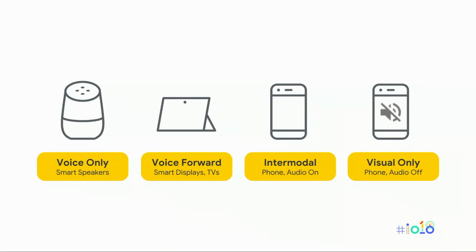And the last one is visual only. You can think of your phone on mute as an example. Here, there is no audio input or output. It's all about visuals and text.